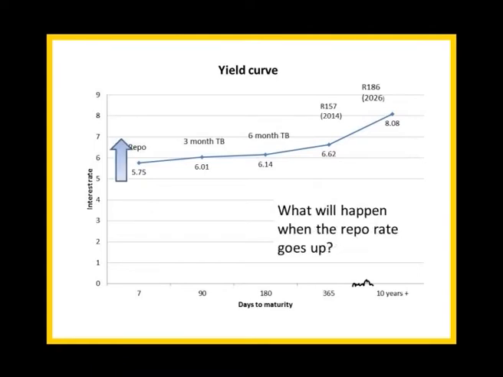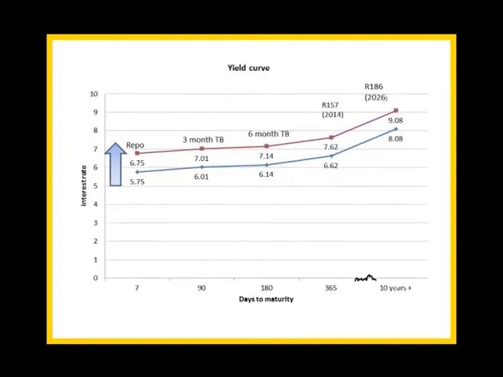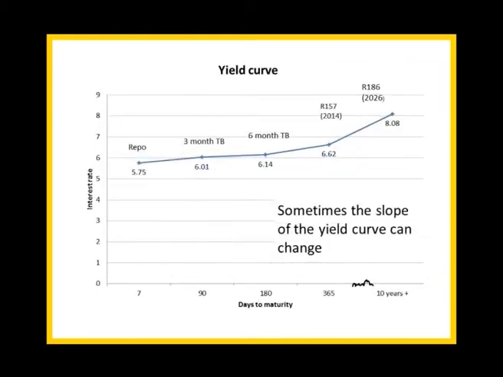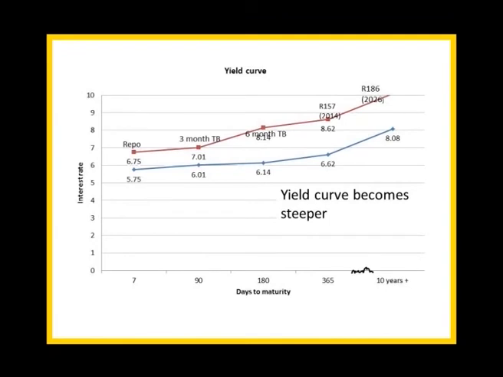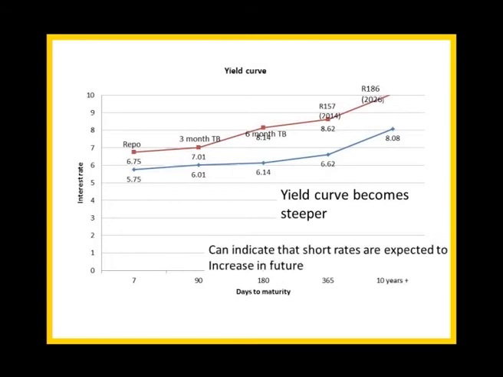Now, what will happen to the yield curve when the repo rate goes up? Usually the whole yield curve will move upwards. The shape of the yield curve will stay more or less the same, because there's still more risk attached to investing in longer term instruments, but the whole yield curve will move upwards. But sometimes the slope of the yield curve can change. For instance, here we have a yield curve that has become more steep. The reason for this would be that there is probably an indication that short-term rates are going to increase in the future. And the moment that happens, longer-term rates, bond rates, will usually start to increase, even though the short rate, the repo rate, has not changed. And therefore, the yield curve becomes steeper.